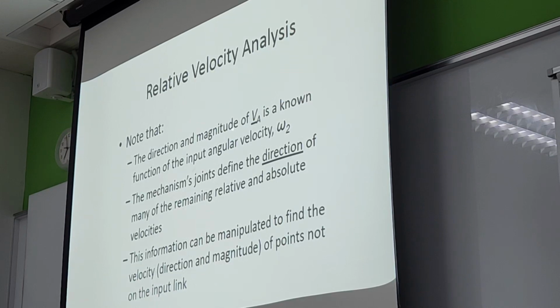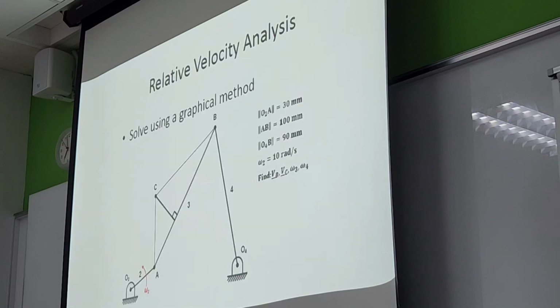So for example, the direction and magnitude of velocity A is known. How do we know? Because omega 2 is given. So therefore, VA is O2A into omega 2. Then the direction of VA will be theta 2 plus 90 degrees, or we can find it out depending on the angular velocity of link 2. Okay, so then the direction of B and B to A we know. The velocity vector directions of point B and B to A we know. So based on these two, we can plot the mechanism to scale.